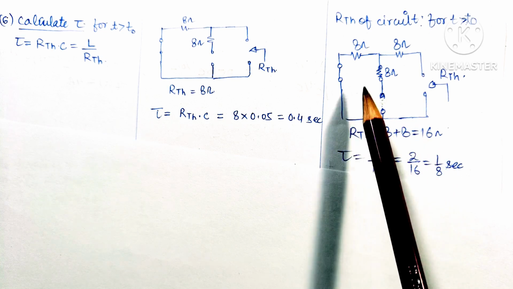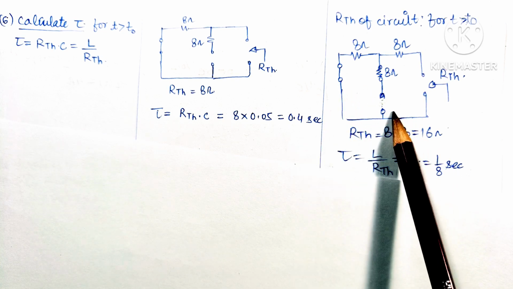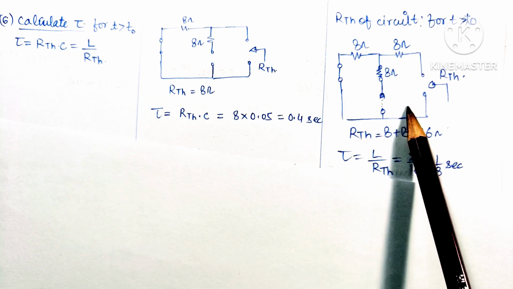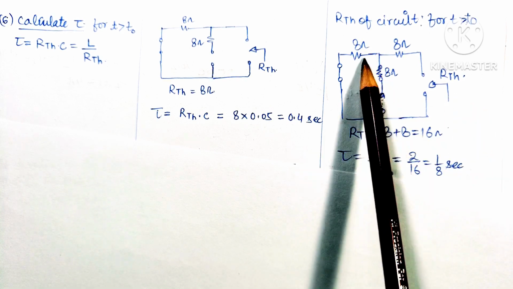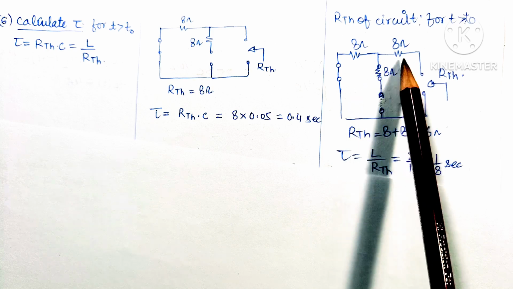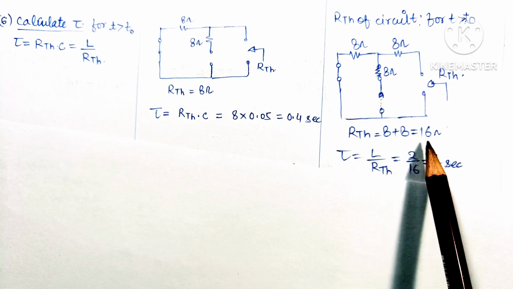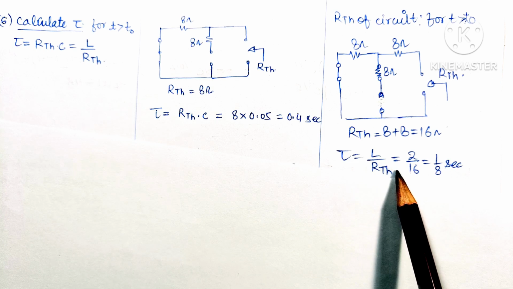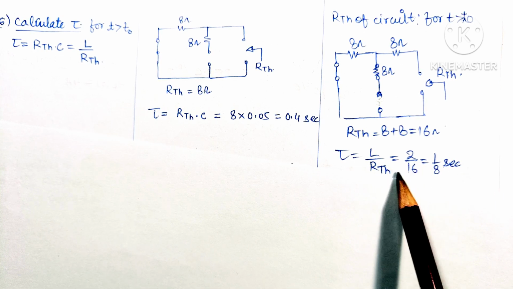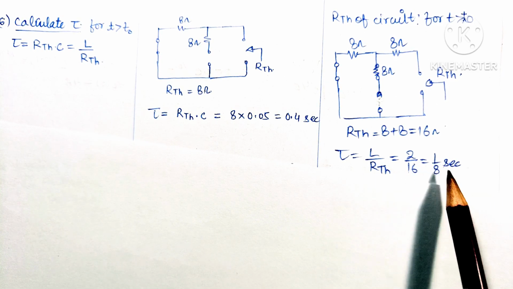For the inductive circuit, this voltage source is short circuited and this switch is open for t greater than 1.5 second. So the equivalent resistance Rth can be found by summation of these two resistances, since these two resistances are in series. So Rth will be equal to 8 plus 8, which is 16 ohm. So tau can be written as L upon Rth. The inductance value of the inductor is given in the question, that is 2 Henry, upon Rth equal to 16. So tau will be equal to 1 by 8 second.